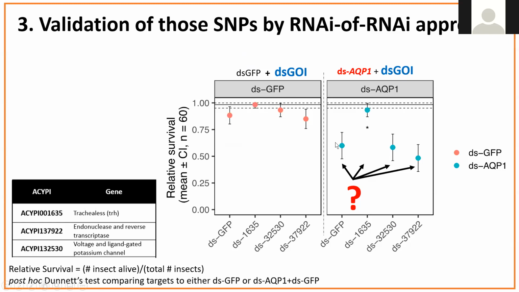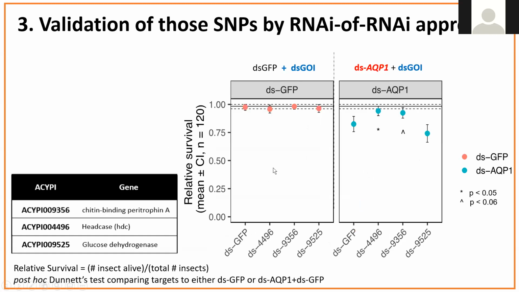so that we can see the effect of candidate genes either go up or down. So aquaporin alone itself shows about 60% survivorship. And compared to that, these two samples don't show much difference. But here, for 1635, a Trachealess gene, survivorship was rescued by 1635 knockdown. And this result indicates that Trachealess acts as an activator for RNAi, because once we lose the Trachealess gene, the RNAi efficiency went down.